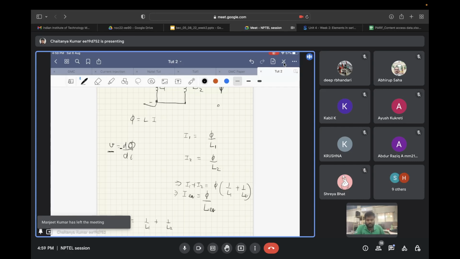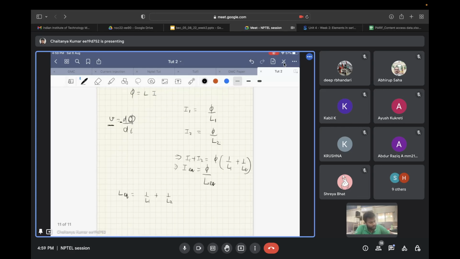In a similar way, as voltages are added in series, fluxes are also added in series. So with the same logic, for series, L equivalent series comes out to be L1 plus L2. So using these two equations, you can find the equivalent inductance of complex networks also.